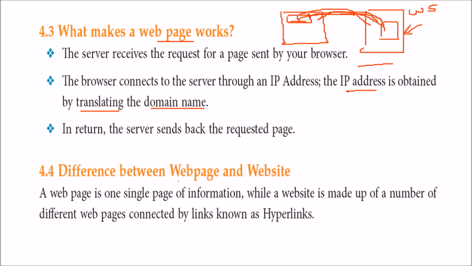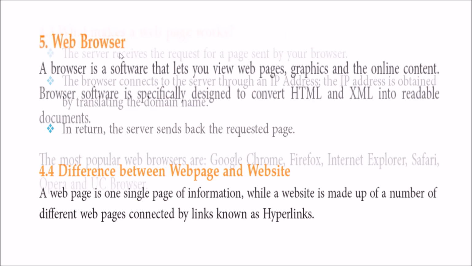So what is the difference between a web page and a website? A web page is a single page. A single page can also be a website. But a website is made up of a number of different pages. And these websites are hosted properly and they have hyperlinks so that you may navigate between different web pages.